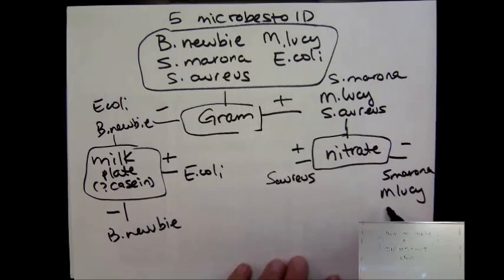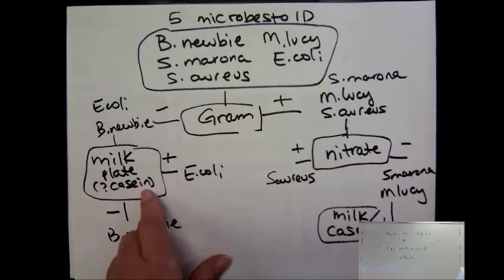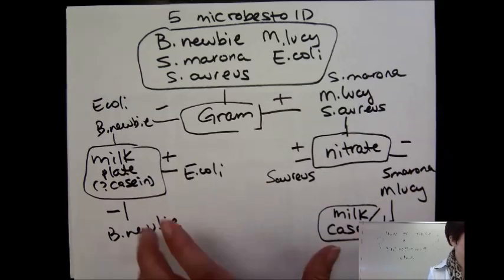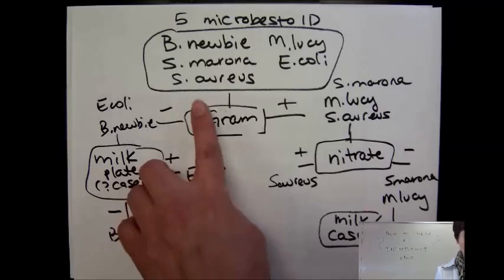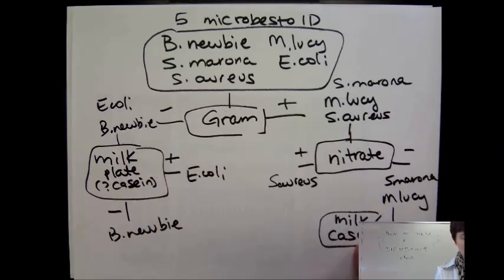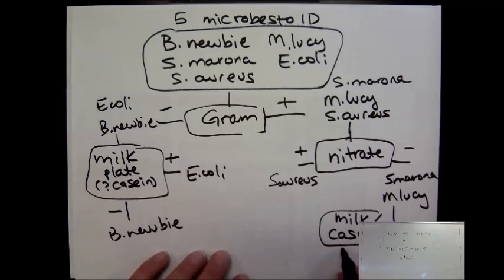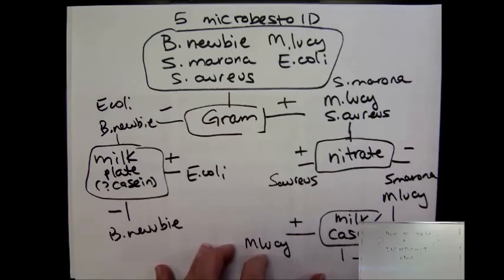Okay, so let's do one more test. And we could do another milk plate here if we wanted to. Just because there's one over here doesn't mean we can't do it over here. Okay, these 2 tests are under different contexts. This is a test we're proposing to do if it's gram negative. This is a test we could legitimately do even if it's gram positive. They're just different, okay? So in this case, we might get a negative, we might get a positive, and in our example, let's suppose that I'm going to argue that M. lucy is positive for casein and S. morona is negative.